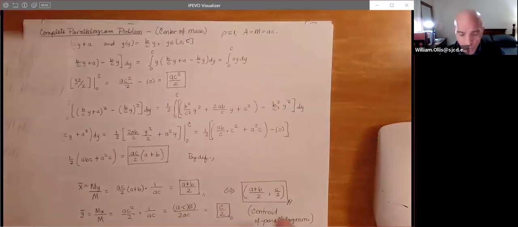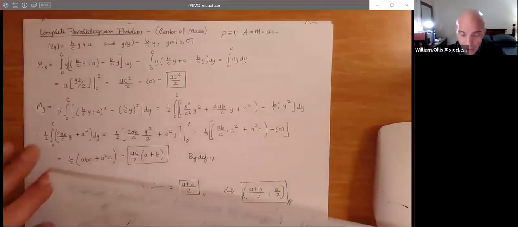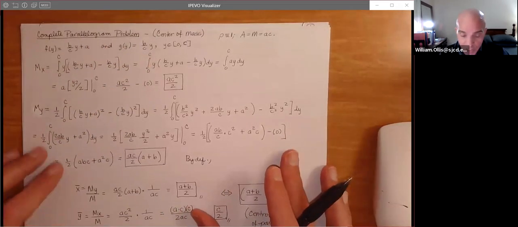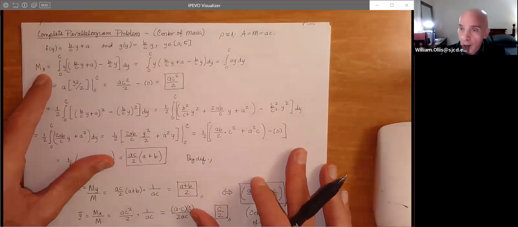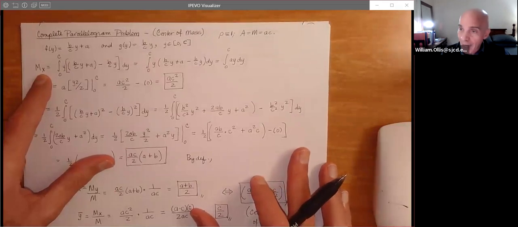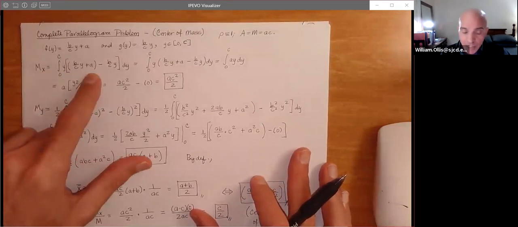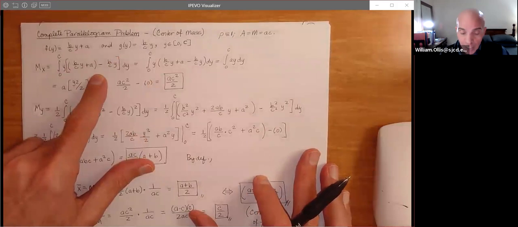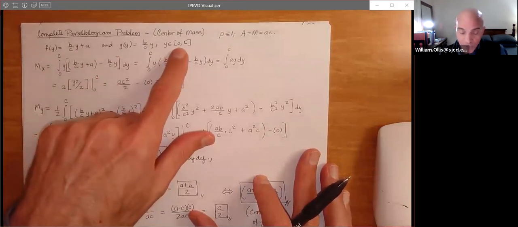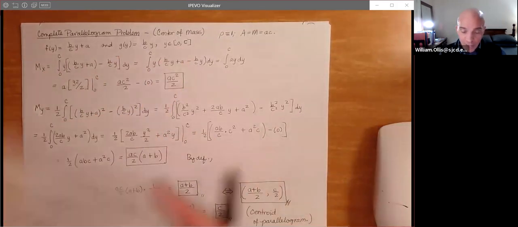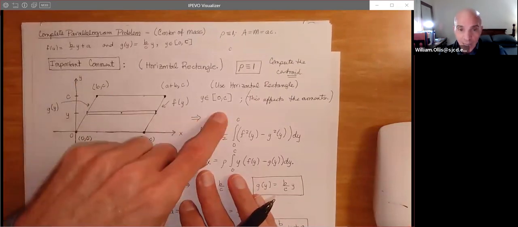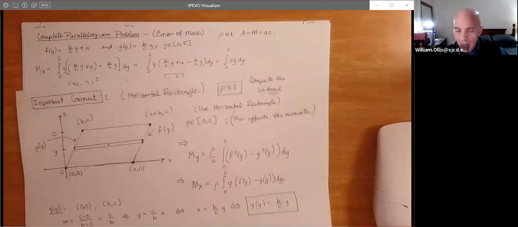So when you do this, the first one that we want to do, and I've written the formulas here again, we want to do the moment about the x-axis. So this is the easy one where we just say y times the difference. So we have f of y minus g of y. And of course, again, we're integrating from 0 to c. So when we think about our original problem, y just runs from 0 to c as we have here. So it's a very, very nice problem.